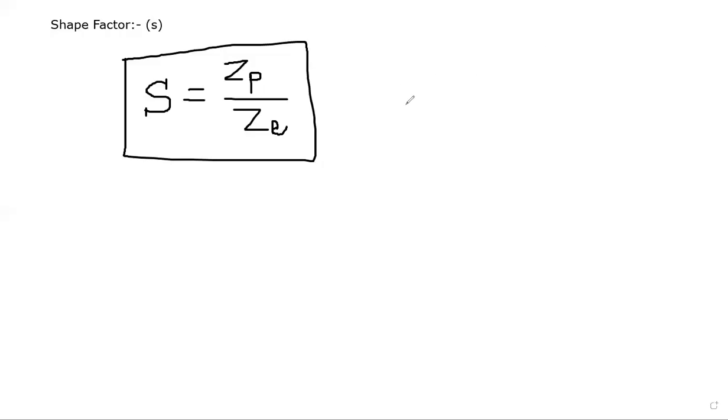Right? So shape factor S is equal to ZP by ZE. All of you have written? Shall I proceed? Yes, sir. Right.